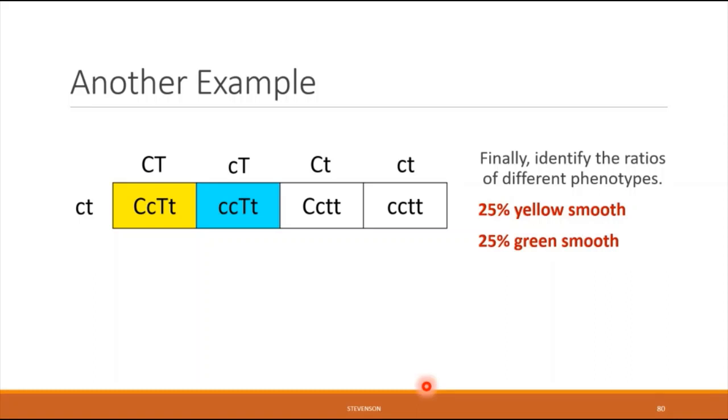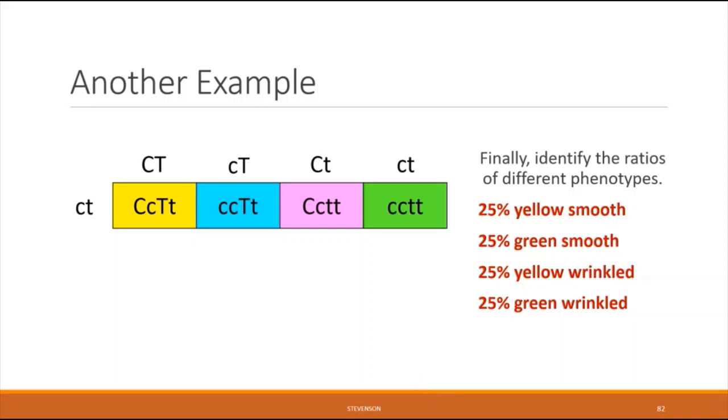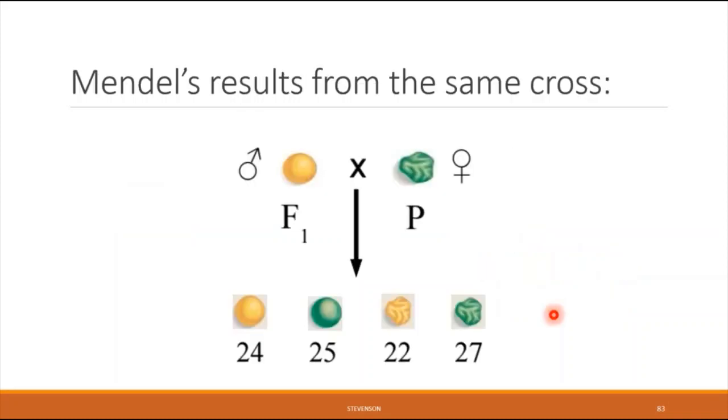Another 1 out of 4, or another 25%, would have the green and smooth phenotype. The third possibility would be to have the yellow and wrinkled phenotype. And then finally, the green and wrinkled phenotype. When Mendel did this cross, he got these numbers right here: 24, 25, 22, and 27, respectively, for the four different possibilities, which is, again, pretty dang close to the 25% each that is predicted by the Punnett square.